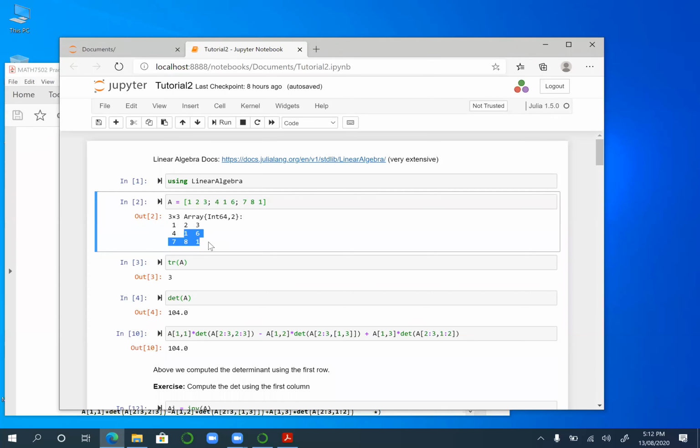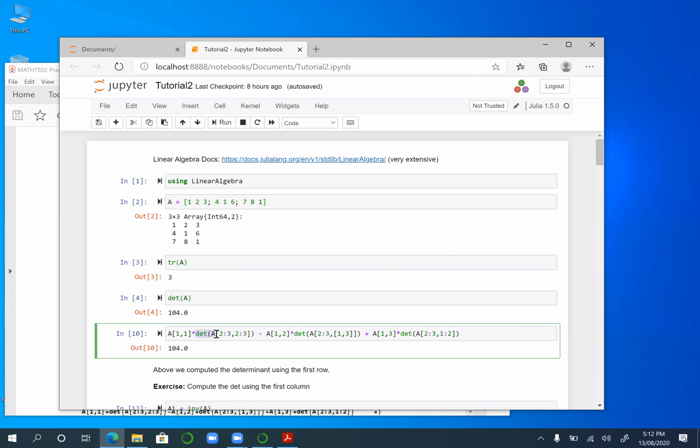So the question is, how do I do that? We need a determinant of a 2x2 matrix. So we have below det A, and then what we have here is 2 colon 3. Now what that should be taking, if I remember right, is the second to the third rows of the matrix A, and then the comma tells us that we're taking the second to the third column within that.